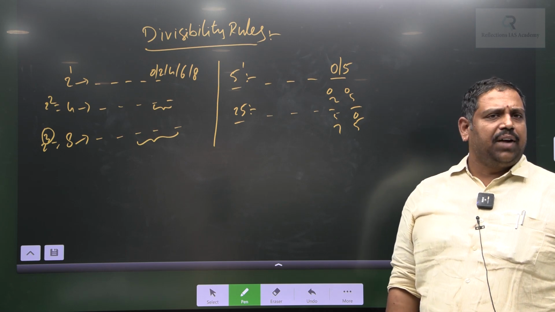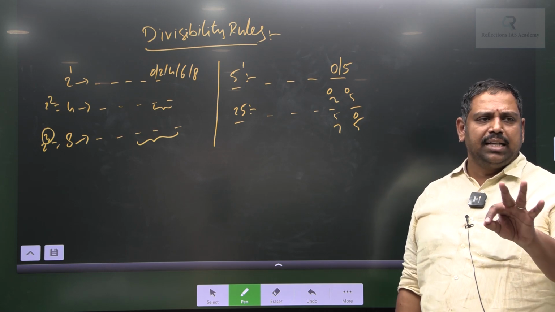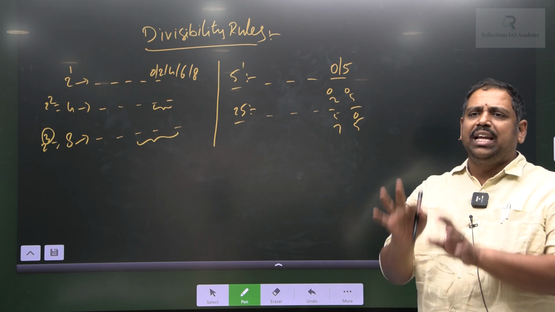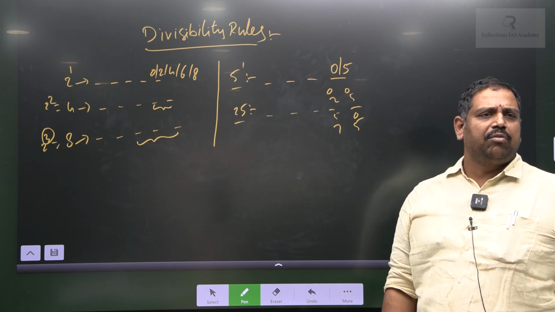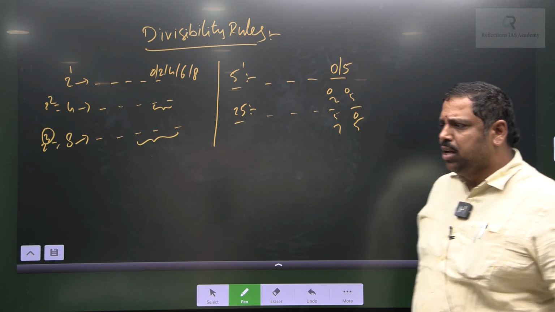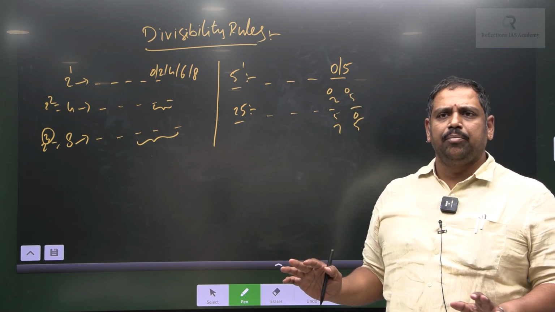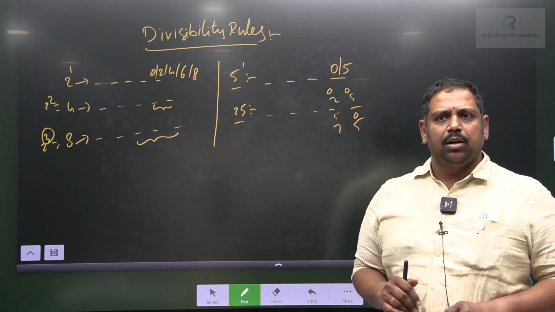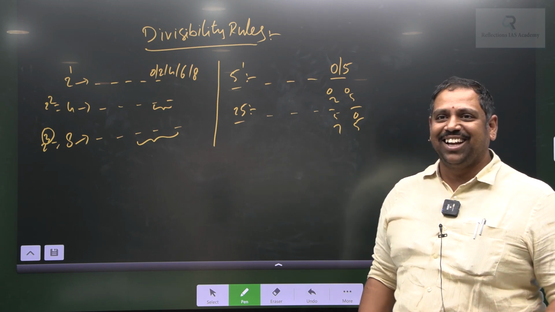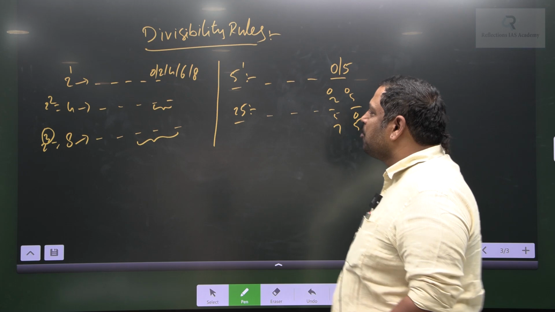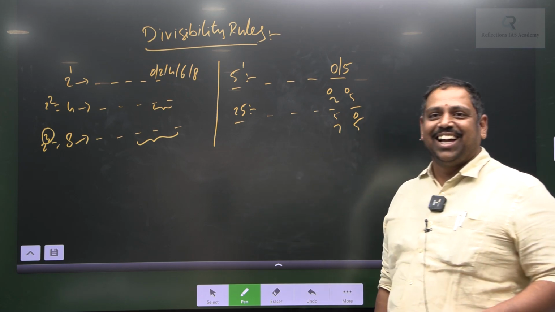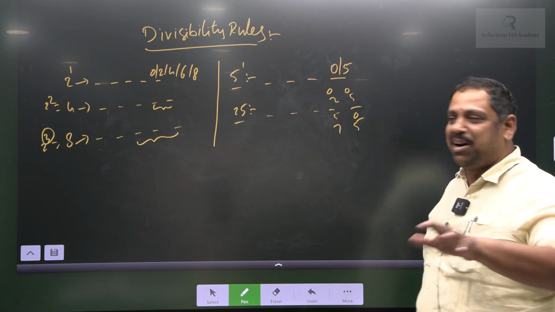If you want 125, it is 5 cube, right? That means the last 3 digits should be divisible by 125. We have only 8 such endings: 000, 125, 250, 375, 500, 625, 750 and 875. That's it. Got it? Okay, I know the 125 table. You might be a student, I am not. I am a faculty, I should be a master in it.